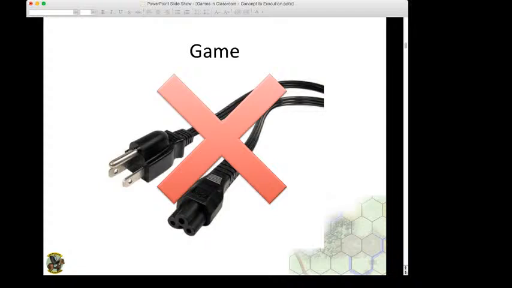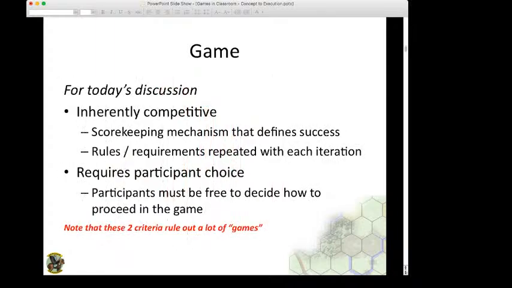But when we're talking about games in this context, we are not necessarily talking about plugging power cords into walls. There's a lot you can do with game learning effects that do not involve digital games. So they are inherently competitive. There needs to be some kind of scorekeeping mechanism, and we have rules and requirements that are repeated with each iteration of the game. We're following the same rules in the game, so this isn't Calvinball. Right, we're sticking with the same rules as we go.